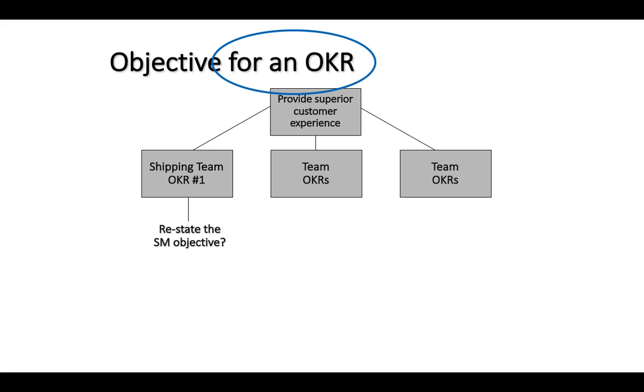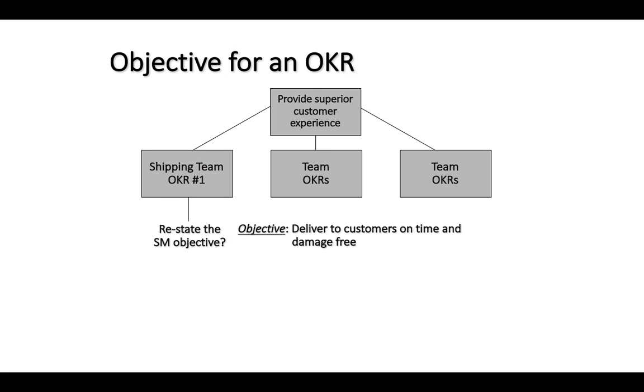Note here, folks, that we are now graduating from an objective from the strategy map to an objective for a brand new OKR. So this is, in fact, a new objective. So the question becomes, do we want to keep the same wording as the strategy map objective? If it makes sense to do that, then by all means do it. OKRs don't have rules per se, they only have guidelines. So do what makes sense. And let's say, for our example, that the shipping team does want to restate the objective so that it is more relevant to the team. And as you can see, the objective chosen is deliver to customers on time and damage-free.